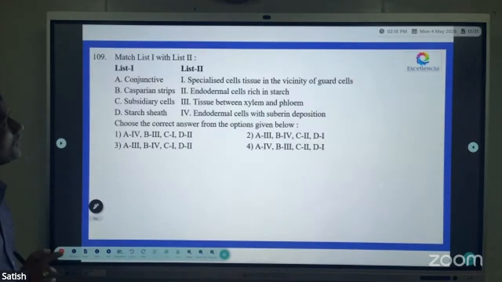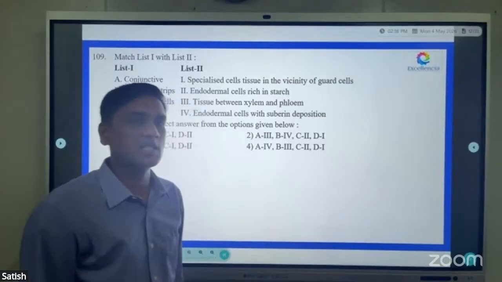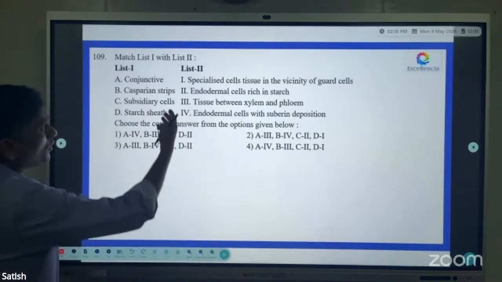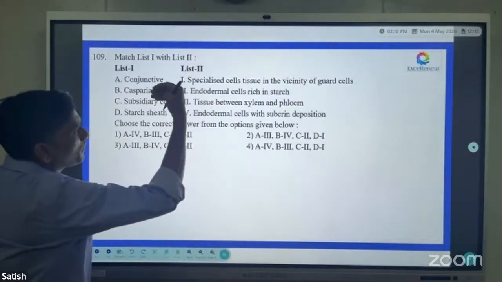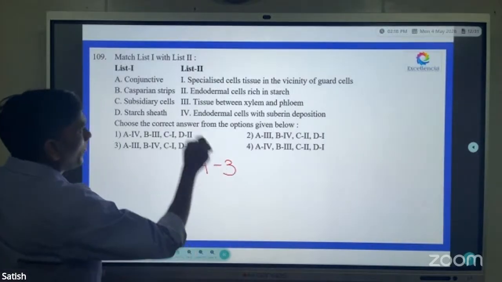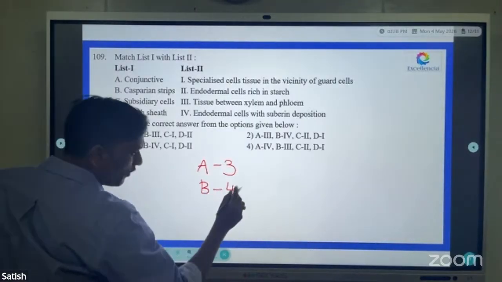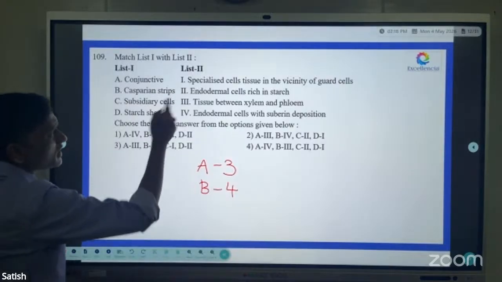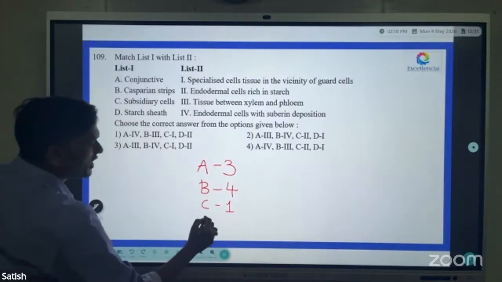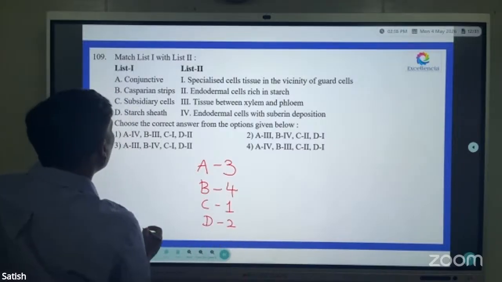Next question. So one more match the following question. This time in botany, nearly 9 matrix matching type questions came. So this is also one of the matrix matching questions. The question is related to anatomy. Conjunctive tissue is a tissue between xylem and phloem, A3. Next, Casparian strips. Those are the endodermal cells with suberin deposition, mainly found in a root. Next one, subsidiary cells, specialized cells in the vicinity of guard cells, C1. Then starch sheath, it is mainly found in dicot stem. So D2, 3, 4, 1, 2 is the answer.